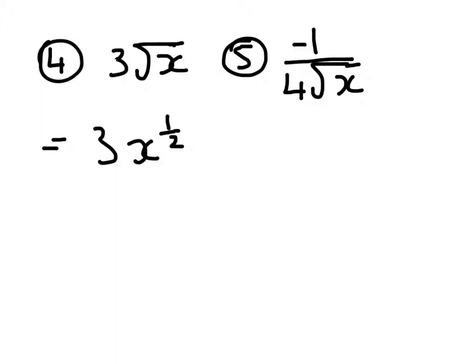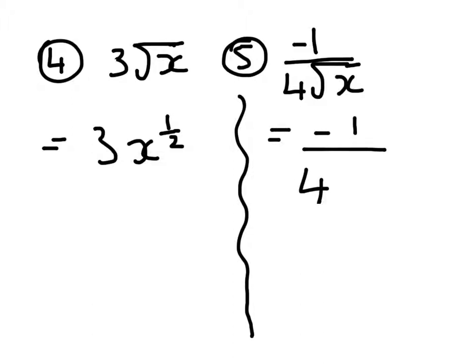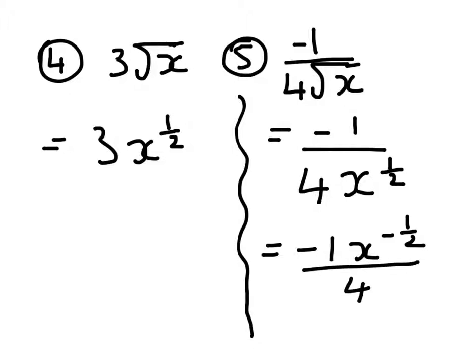Alright, question 5. Let's have a look at it. Very, very similar stuff going on here, except we've got negative 1 over 4 raised to the power of a half. Okay, so you can take that x to the power of a half upstairs as long as you change the sign of the exponent. So it's equal to minus 1 x to the power of negative a half over 4. And what you don't need in your answer is the negative 1 there. So that would be your final answer there.